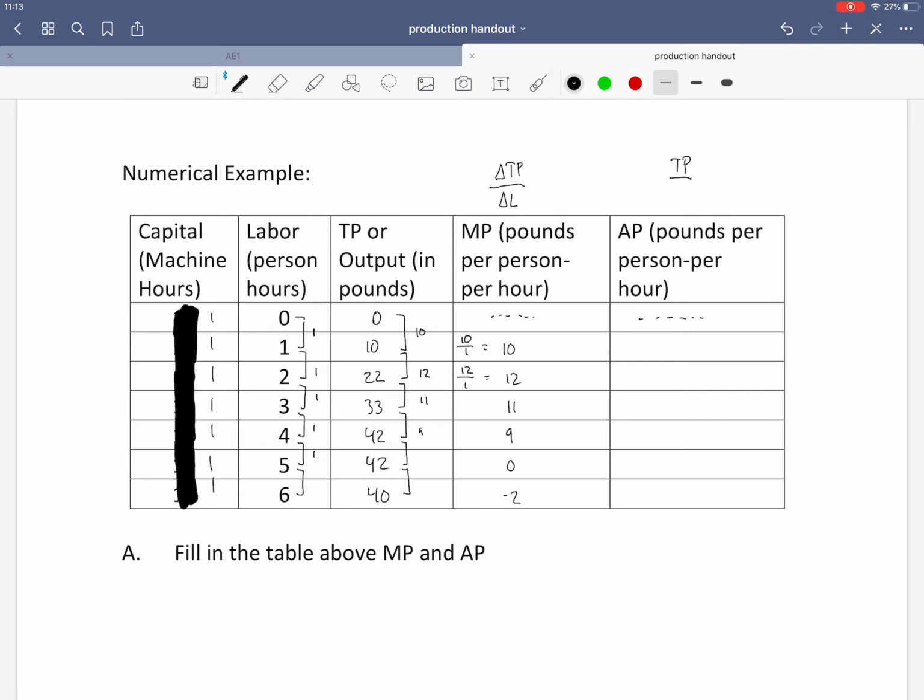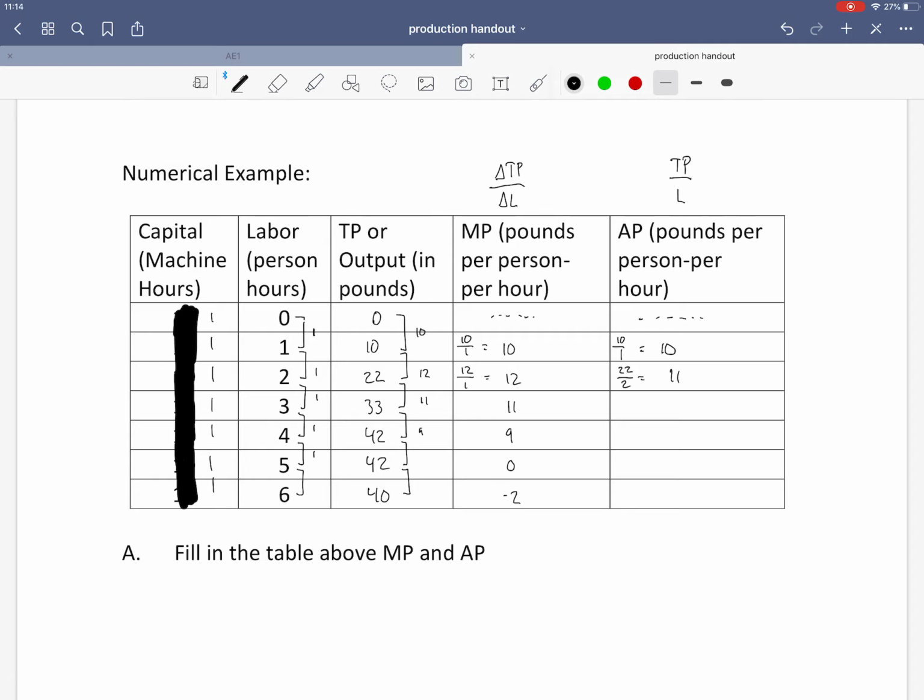Average product is going to be equal to our total product divided by labor. So we're just going to take 10 over 1 because we have our total product here and the amount of workers that we have here. So 10 over 1 is going to give us 10. When we have 2 workers, we're able to produce 22 pizzas. So 22 divided by 2 is going to give us 11.